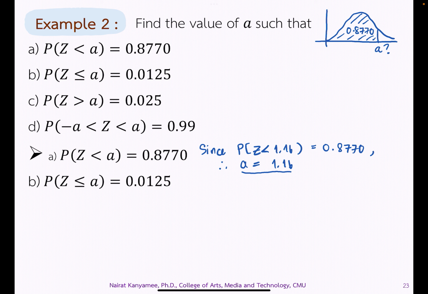For example, the second one, part B, looking for the value of A such that P of Z less than or equal to A, the probability of this is 0.0125. Go look at the table. 0.0125 is less than 0.5, so it must be the z-score with negative z-score, right? It's to the left, the other half.